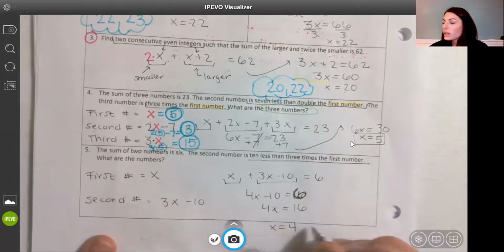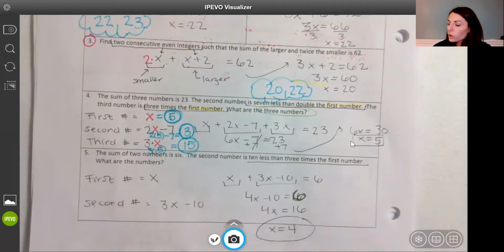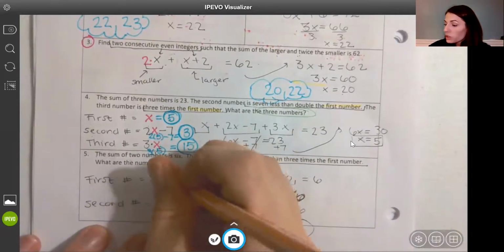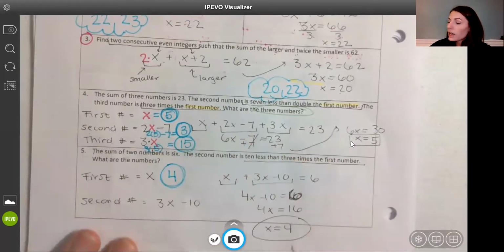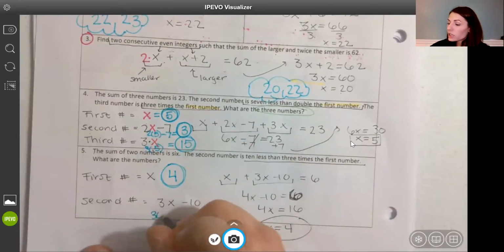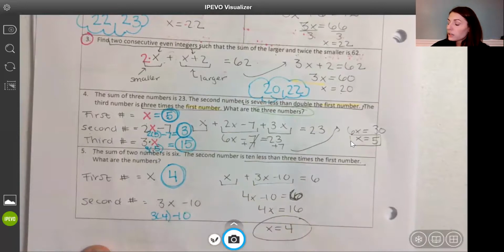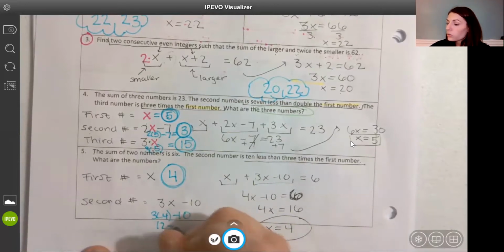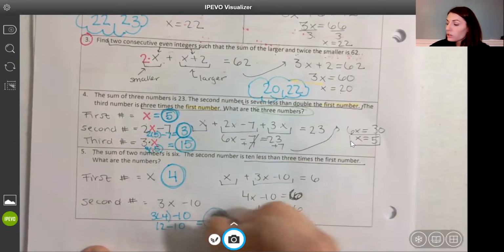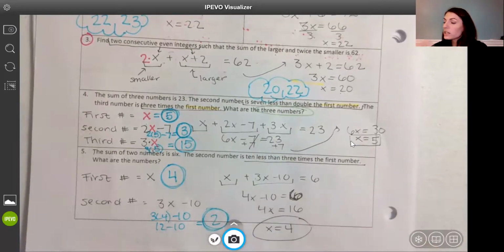Okay, now I'm not done. If x equals 4, so my first number is 4, and the second number is 3 times 4 minus 10, or 12 minus 10, the second number is 2. Those add up to 6, and the second number is 10 less than 3 times the first.